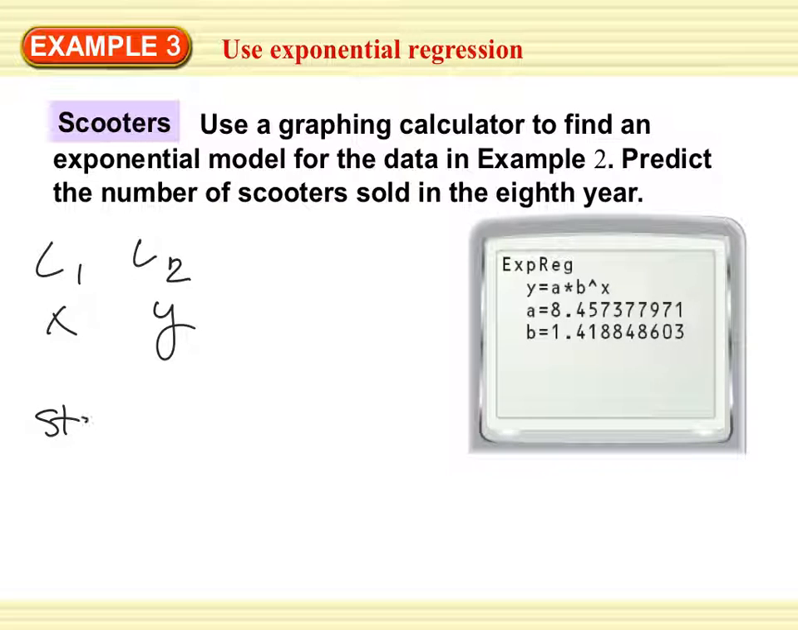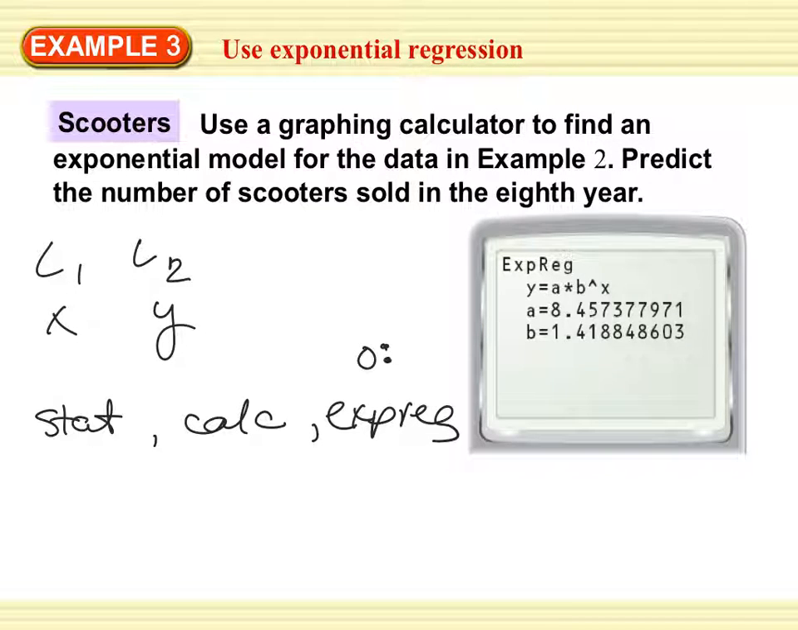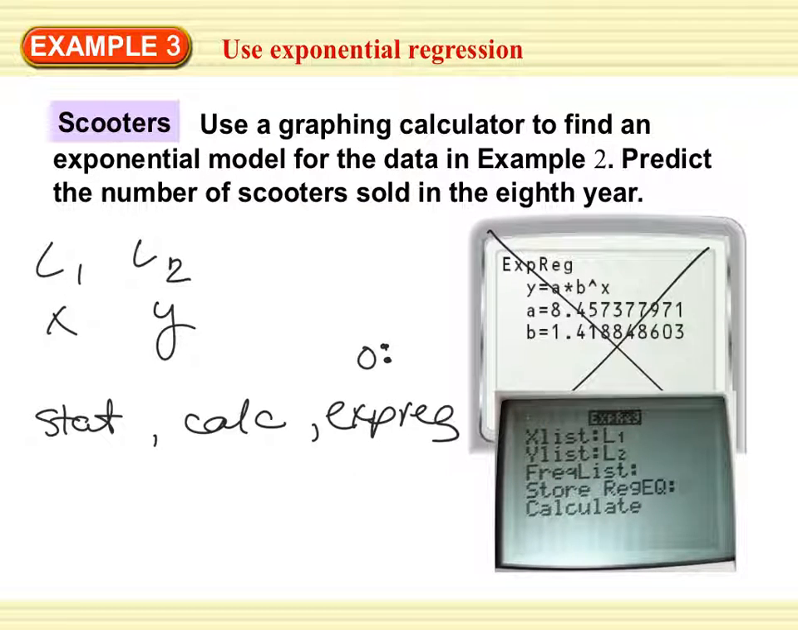Now we want to do stat, hit the stat button and the calc button and arrow down. I'll tell you what number it is. To ExpReg, which is number 0. We can just arrow down and highlight it and hit enter. Make sure our X list is L1, our Y list is L2, so our screen doesn't look like that. I'll show you what our screen looks like in a second. So that's what our list looks like.